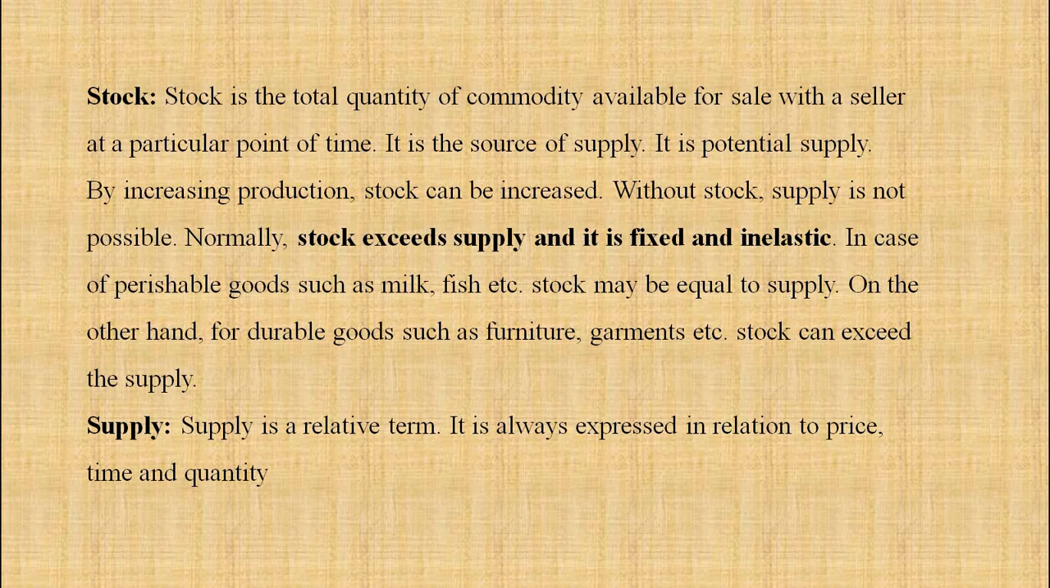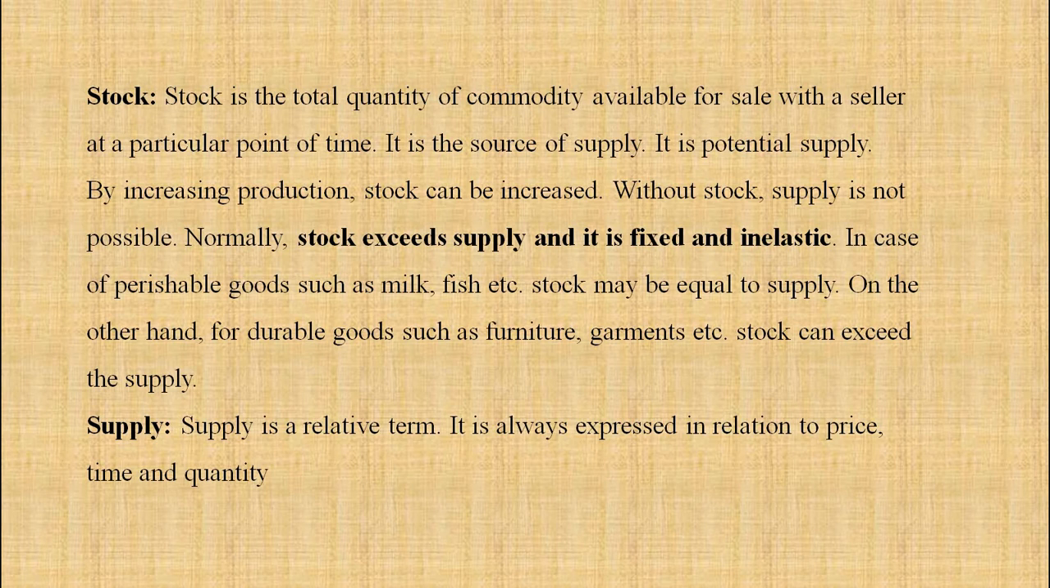Let us understand what is stock. Stock is the total quantity of a commodity available for sale with a seller at a particular point of time. It is a source of supply, or a potential supply. By increasing production, stock can be increased. Without stock, supply is not possible. Normally, stock exceeds supply. This can be asked as true or false. Stock exceeds supply and it is fixed and inelastic.